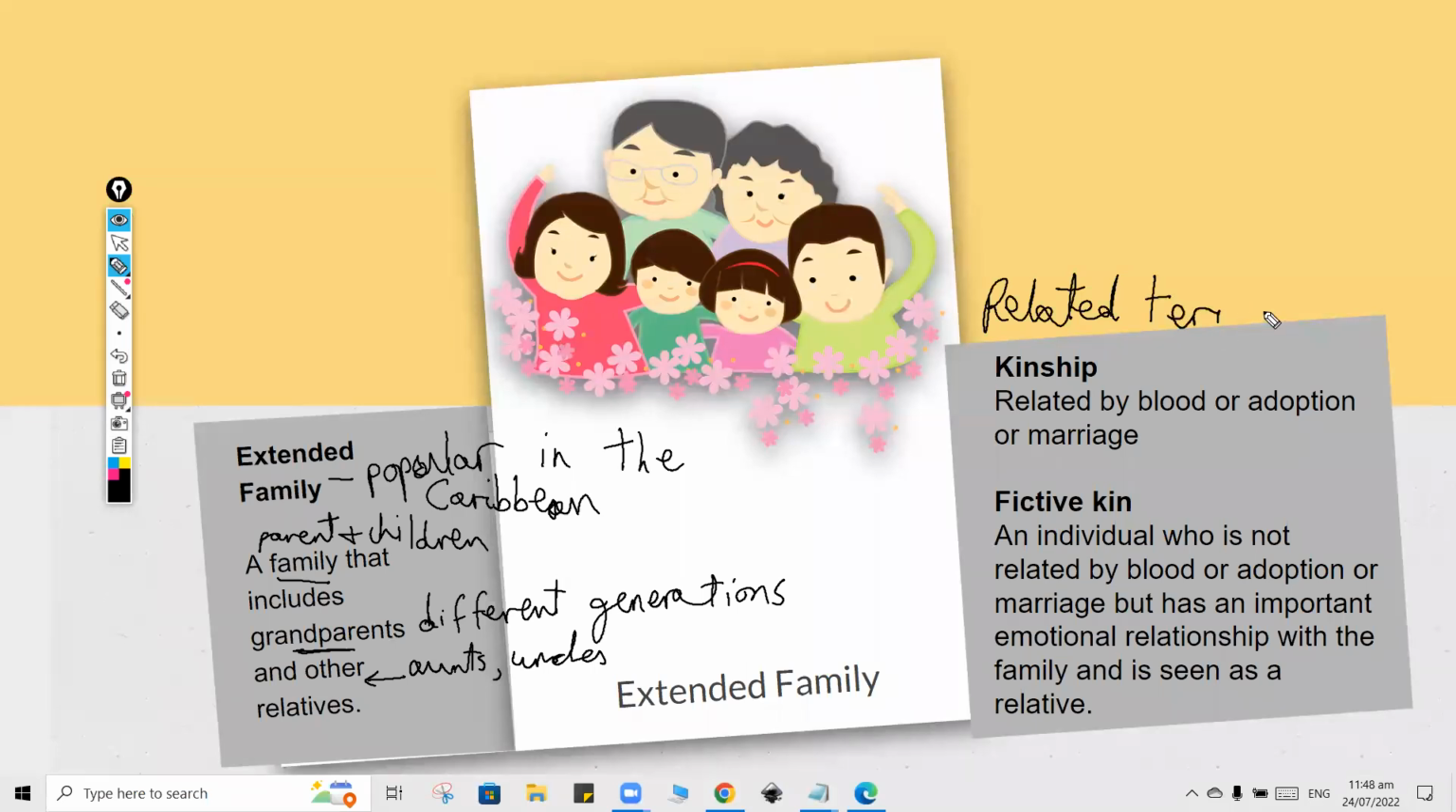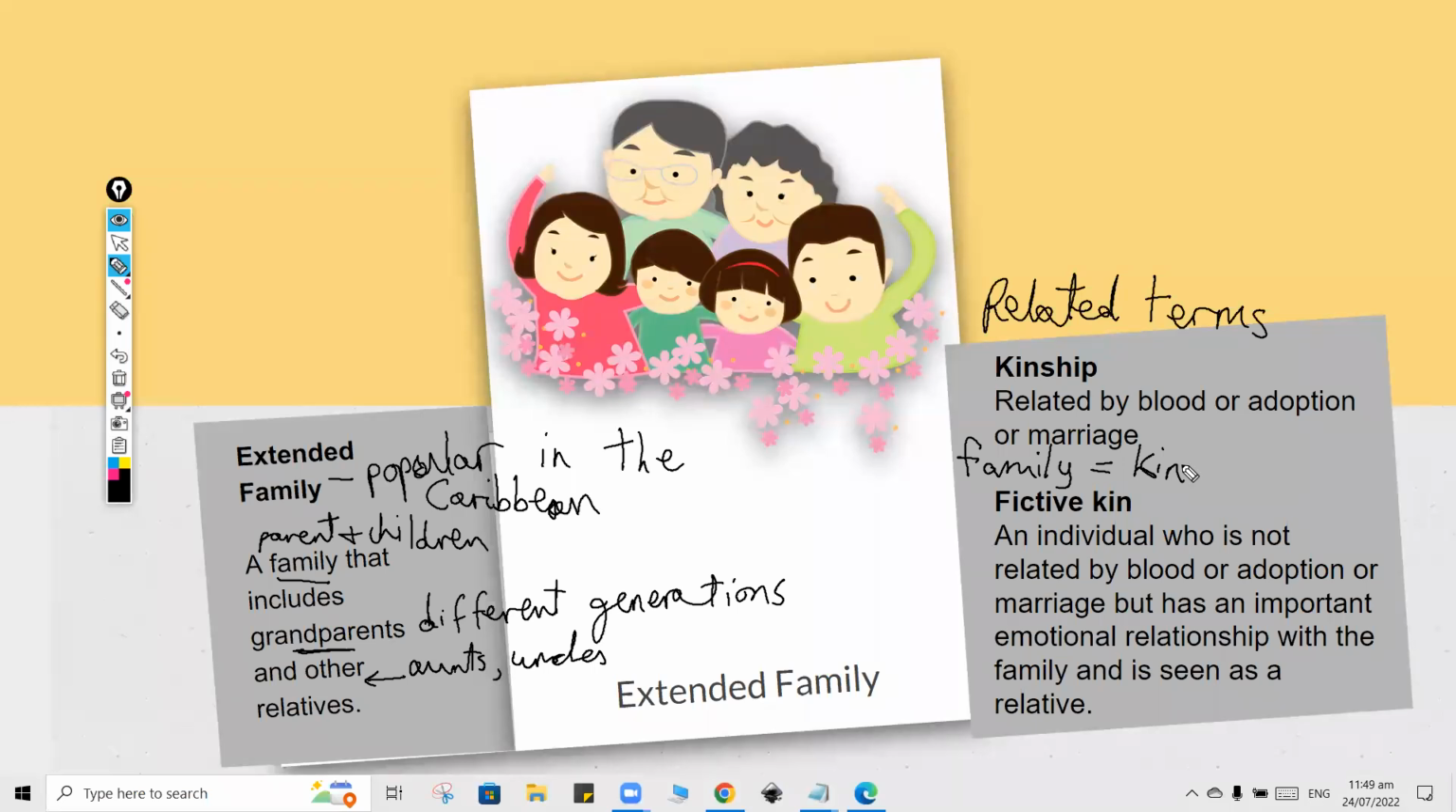So related terms, we have kinship. Family members are kin. They are kin to each other. They share kinship bonds. So your sister or your brother is your kin. Your parents are your kin. Your aunts and uncles are your kin. So family equals kin, and that means you're related by blood, or you're related by adoption, or you're related by somebody's marriage.